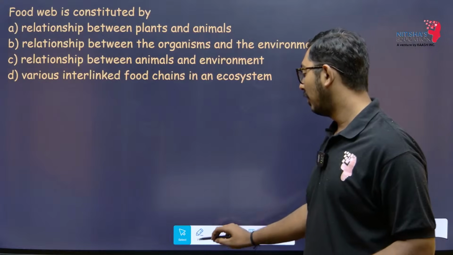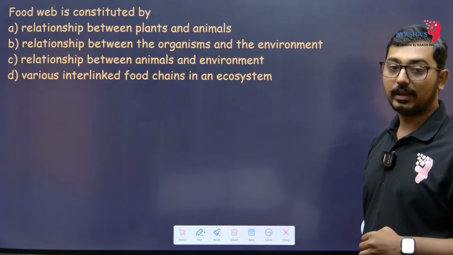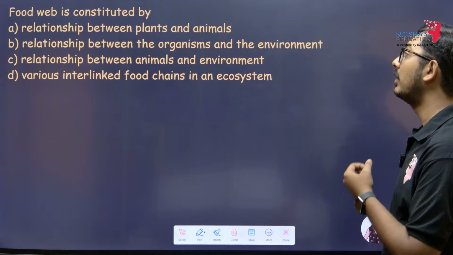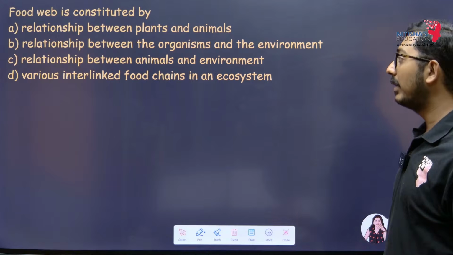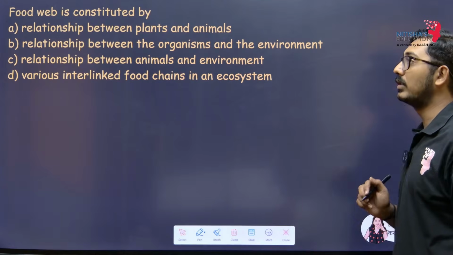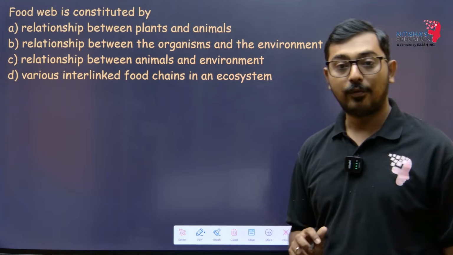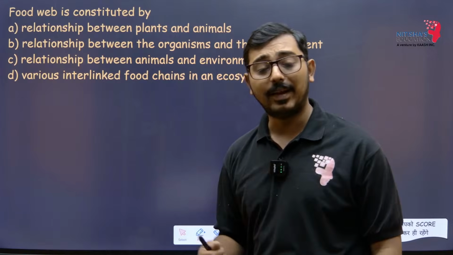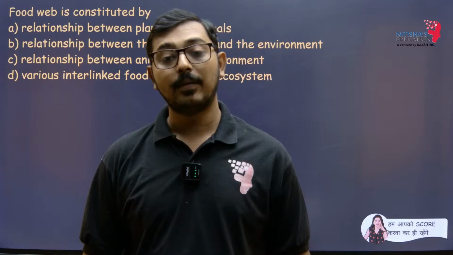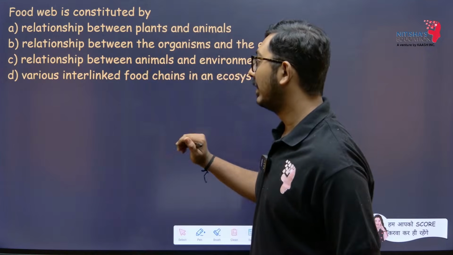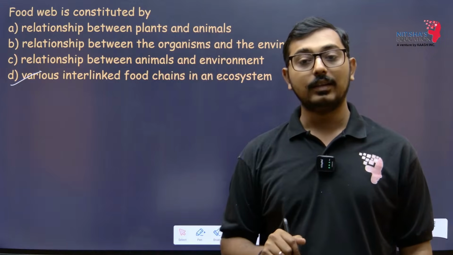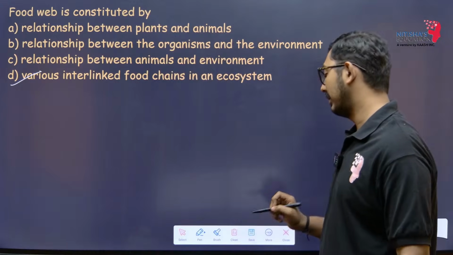Food web is constituted by: relationship between plants and animals, relationship between the organism and the environment, relationship between animals and environment, or various interlinked food chains in an ecosystem. Food web, so it is a web, an interconnection of different kinds of food chains among themselves. So it is the various interlinked food chains in the ecosystem.